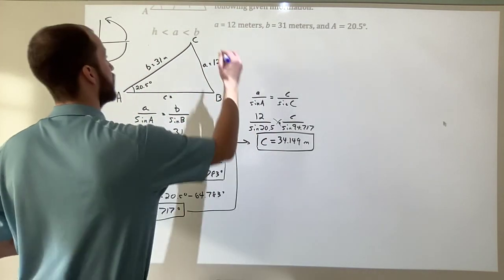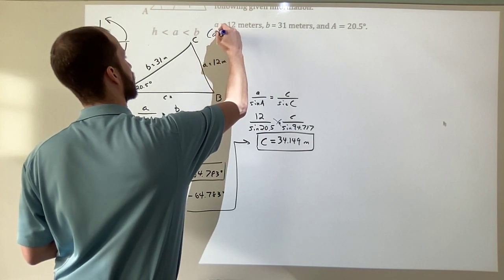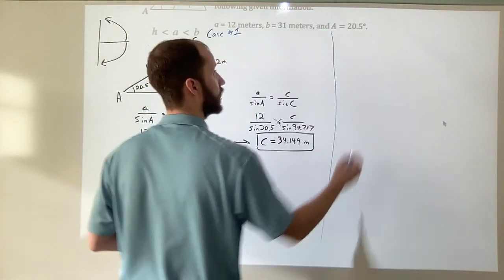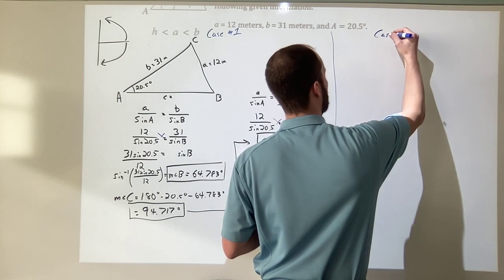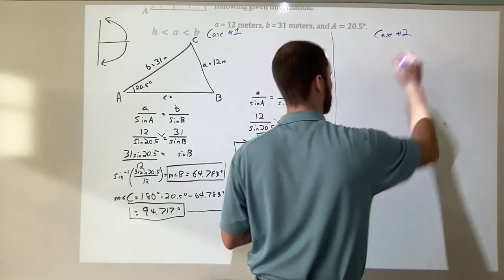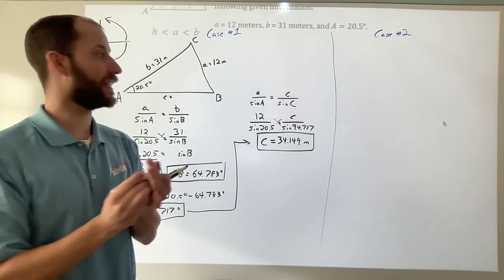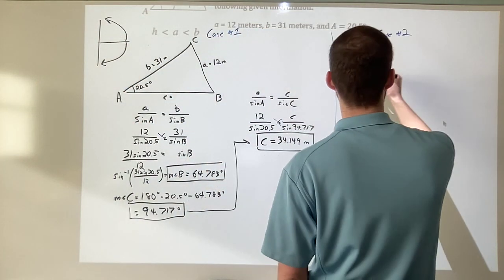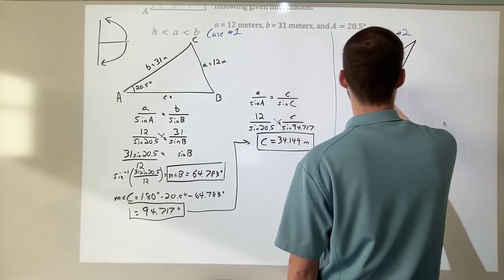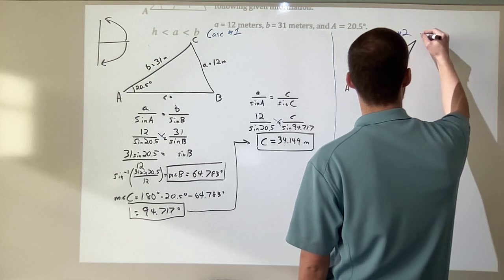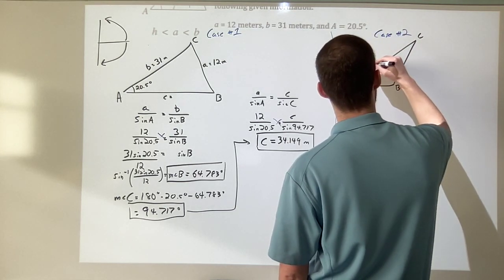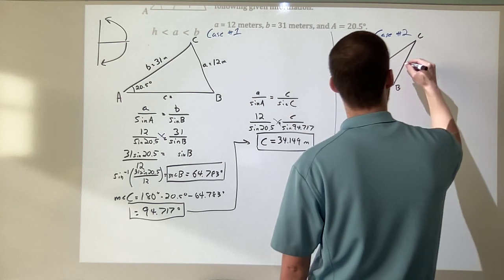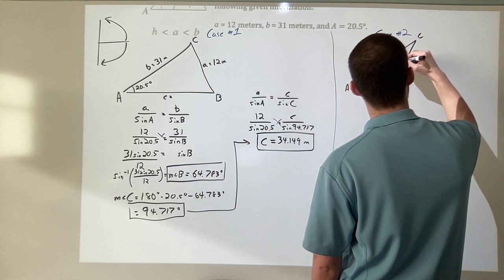So this is all right here. Case one. There's also the possibility of case two. And case two is that angle B is obtuse. So triangle ABC, and little b is still 31, angle A is 20.5, little a is 12 meters.